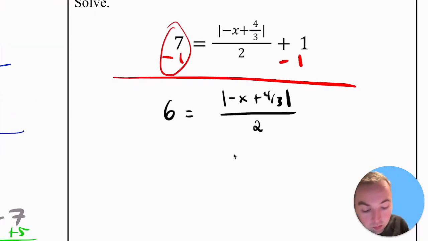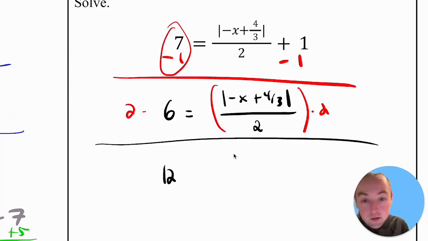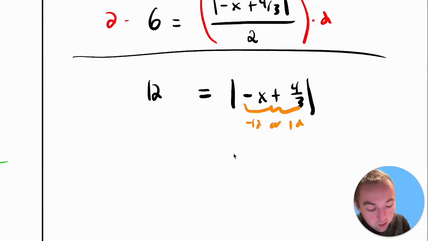And then we can undo that 2 if we multiply by 2. So undo the dividing, and then we'll multiply the other side by 2. That will give us 12, since that's 2 times 6, equal to the absolute value of negative x plus 4/3, right? Okay, so at this point, you just have to recognize that inside of this absolute value, we need to either have the number negative 12 or 12 for it to absolute value and become 12, right?